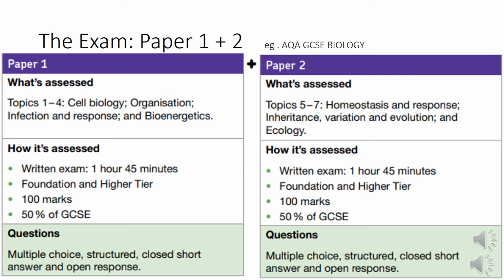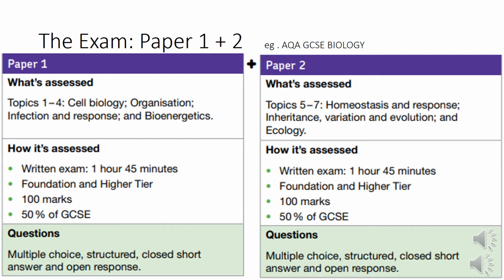At the end of the day, what matters is your performance in the exam. So I've taken AQA as an example from their specification. However, this will also be in the specification of other exam boards. And this portrays a brief summary of the exams that you will sit at the end of your GCSE course.